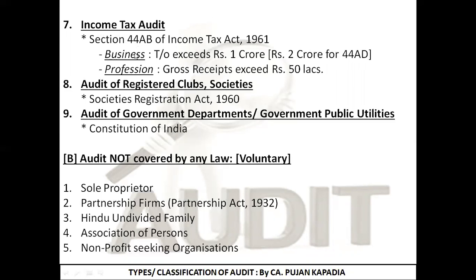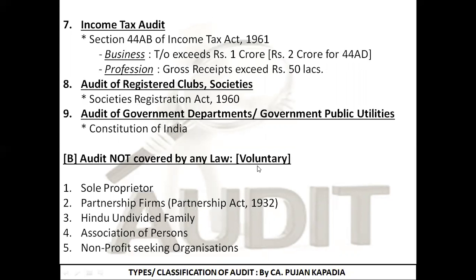As I have told you, remember the limits when audit becomes compulsory under this act. If I am running a business, then the limit of my turnover is 1 crore. If my total turnover exceeds 1 crore rupees, then I am required to get my books of accounts audited. At the same time, if I am undertaking any kind of profession, my limit is 50 lakhs. If my total gross receipts exceed 50 lakhs, then I need to undertake the audit. In short, you just need to remember the limits mentioned here. So this was the first category, that is compulsory under any law.